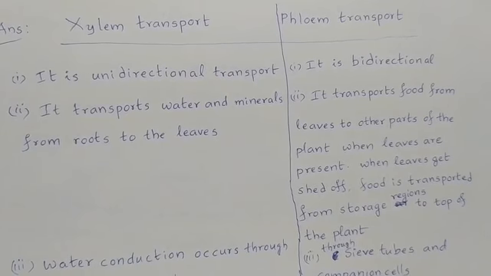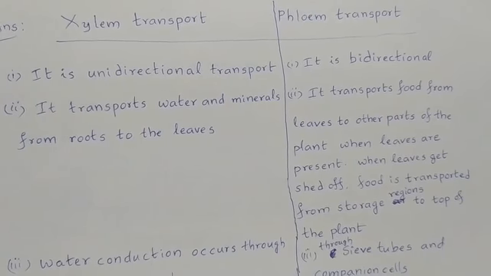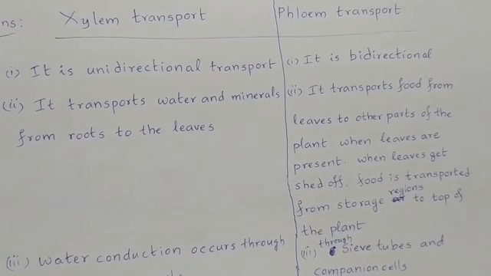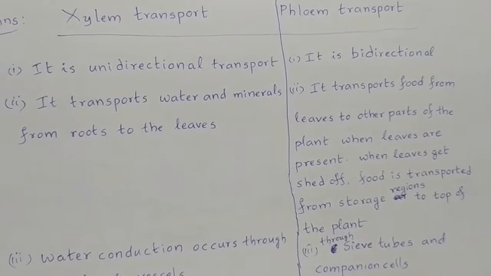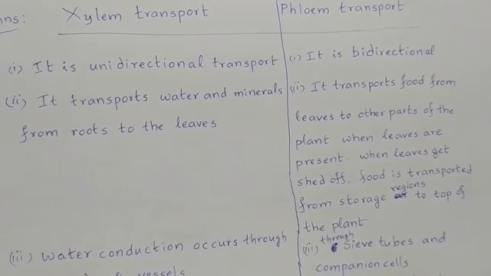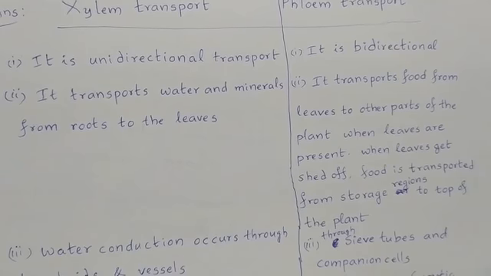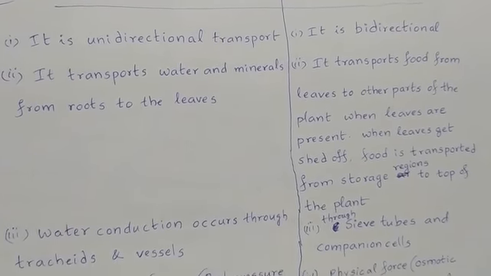Phloem transport is bidirectional transport because when leaves are present, food is transported from leaves to other parts of the body, that includes roots also, and roots act as sink. When leaves get shed off, food is transported from storage regions, that is from roots to top of the plant body.